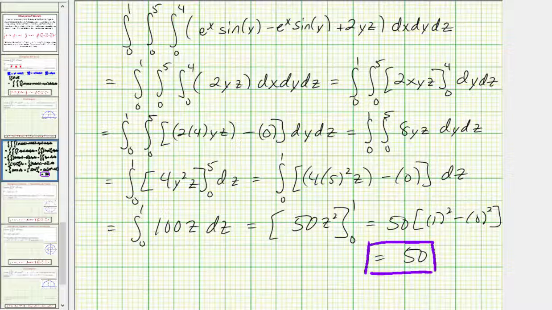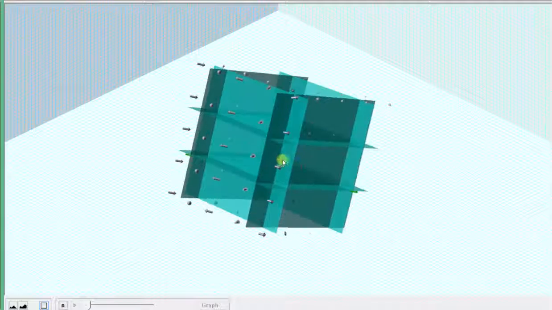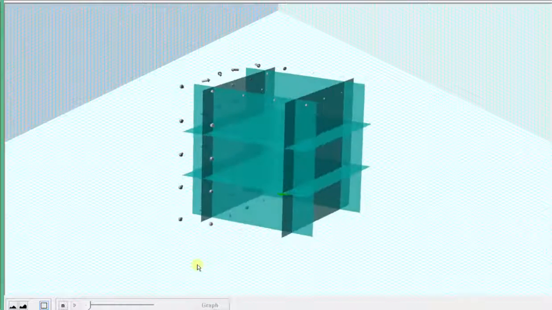And this value represents the total flow across the boundary surface S of the region, as well as the total divergence of the vector field in the solid region V.